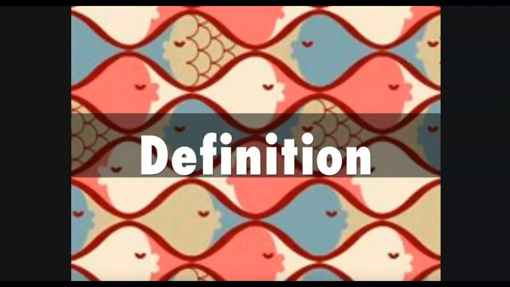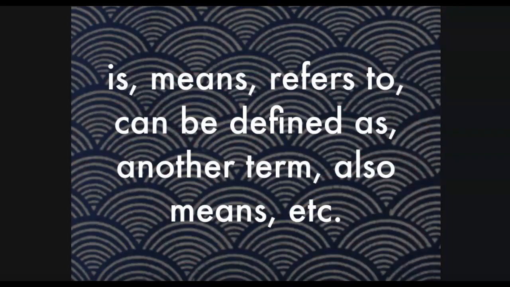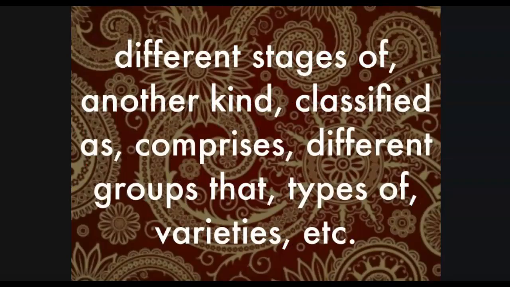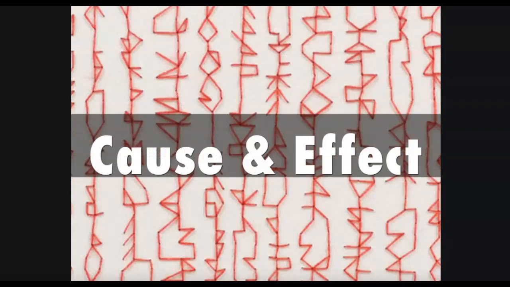For definition, you're looking for all of the words that tell you it is what it means, that it refers to or can be defined as. If it gives you synonyms or another term, or it says something like it also means, then you know that the author is giving you a definition of that term. For classification, you're looking at different stages, another kind, classified as, comprises, different groups, types, and varieties. This is a very scientific pattern of organization because it helps label and identify different parts of more complex systems.